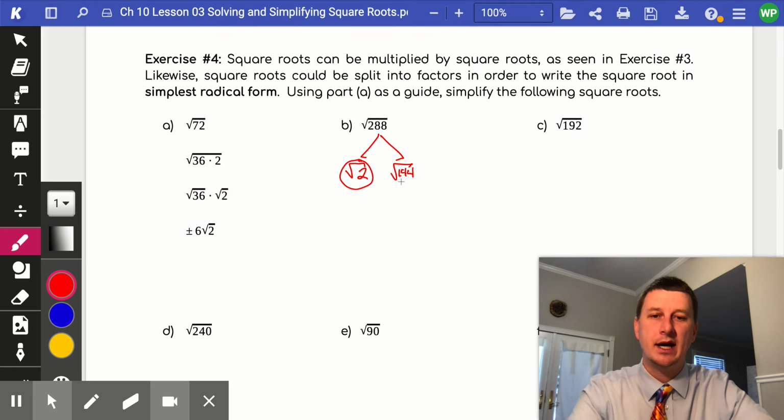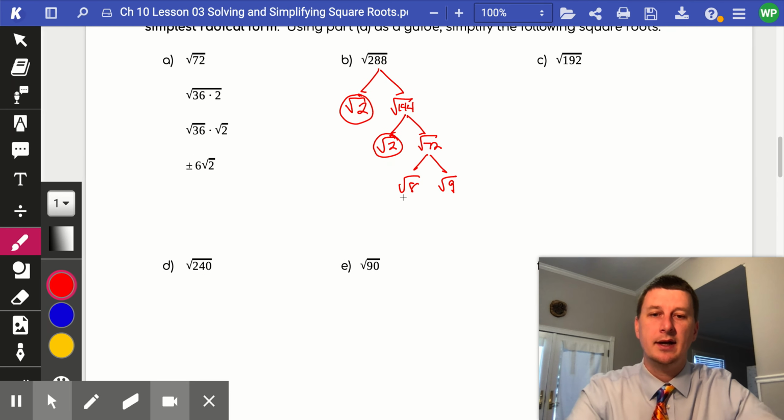Now, 144 is not prime, so I could simplify that further to the square root of 2 times the square root of 72. 2 is prime, so I'll circle it. 72 is not, so I'll keep going. Now, I might see that this is 8 times 9. And again, you might keep going with 2 and 36, and that's fine. There's multiple ways to do this. So now, I'm going to break this one down to 2 times 4. The square root of 2 times the square root of 4. 2 is prime. And the square root of 4 will give me the square root of 2 times the square root of 2.